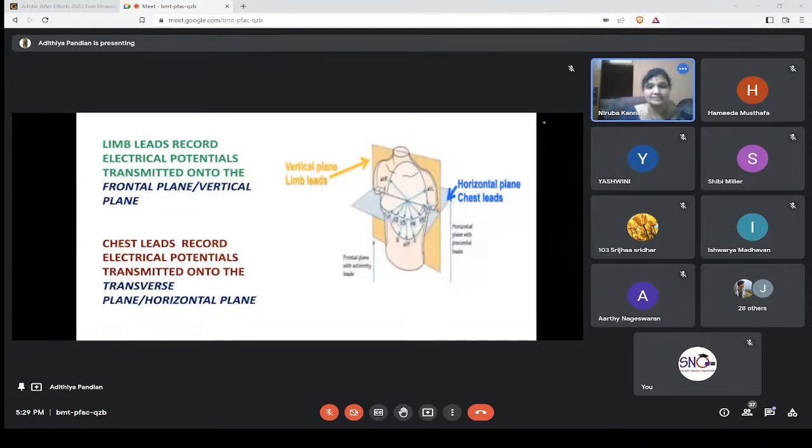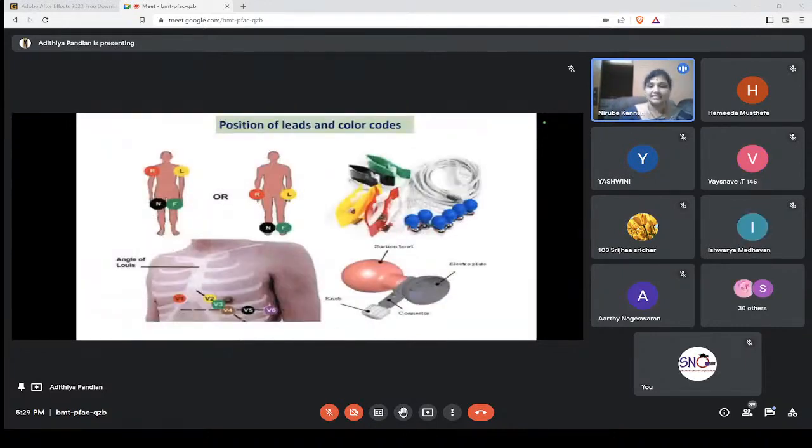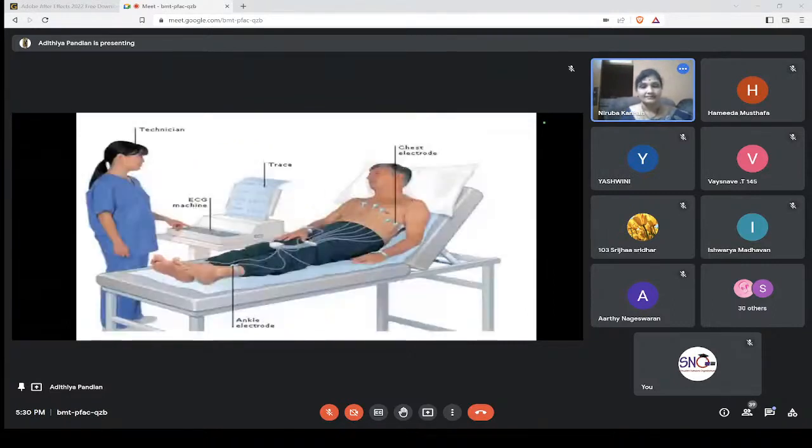Next slide, please. Okay, this is the frontal plane and the horizontal plane. Next. Okay, these are the colors of the leads which you will be seeing in your wards. You can go and see. I'm not going to go through it in detail. Only one point I'll say: every lead has its own color, unique for that particular arm only. So the left arm means it is only yellow color. The next slide, please. Okay, this is how we record. Next slide.